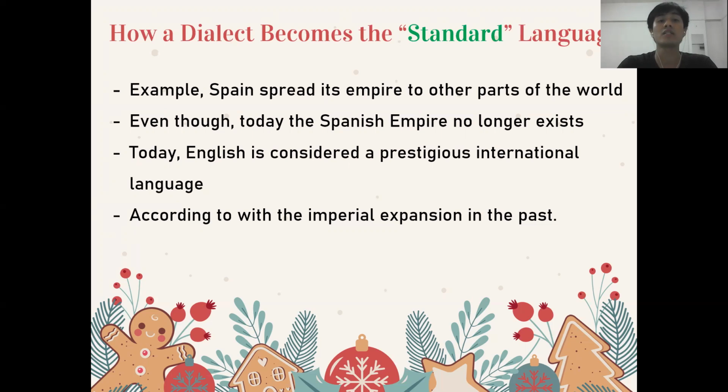And nowadays, English is considered a prestigious international language because of the imperial expansion of Britain in the past, so English has spread around the world, and many people use English. And English is used in economic opportunity and success because of its widespread use in education, government, mass media, and business throughout the world.